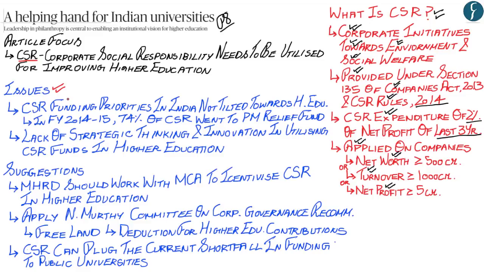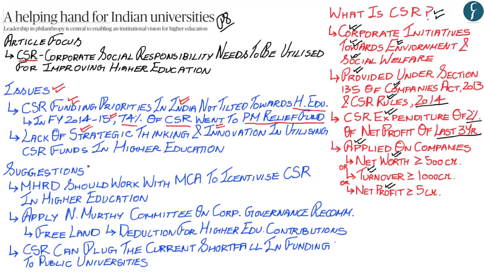Now, the first issue highlighted by the author is that the CSR funding priorities in India for corporates and companies is not tilted towards higher education, wherein the author has given the example that in the financial year of 2014-15, roughly 74% of the CSR fund went to the Prime Minister Relief Fund, wherein according to the author, this shows a lack of strategic thinking and innovation among corporates and companies in India with regards to the utilization of the Fund of Corporate Social Responsibility.